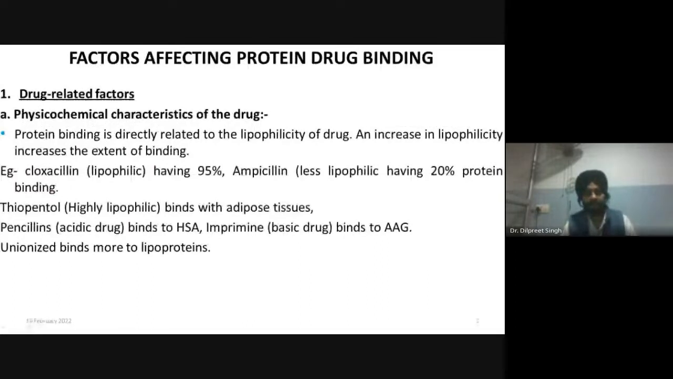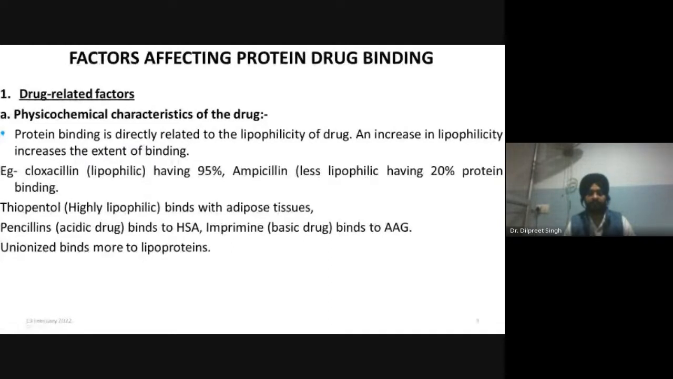If we talk about the factors affecting protein drug binding, basically they are divided into three major categories: physicochemical properties, physiological properties, and drug related properties. In drug related factors, the first is the physicochemical characteristics of a drug. When we talk about lipophilicity, it is directly related to solubility and hydrophilicity. An increase in hydrophilicity, or a decrease in lipophilicity, decreases the extent of binding.